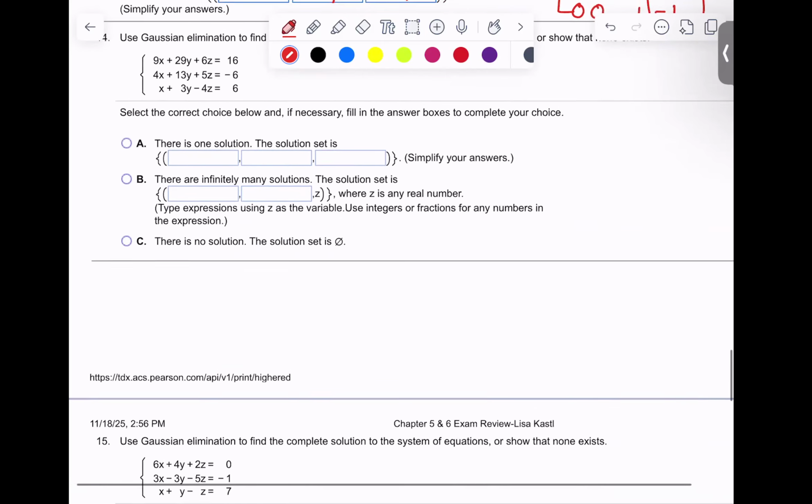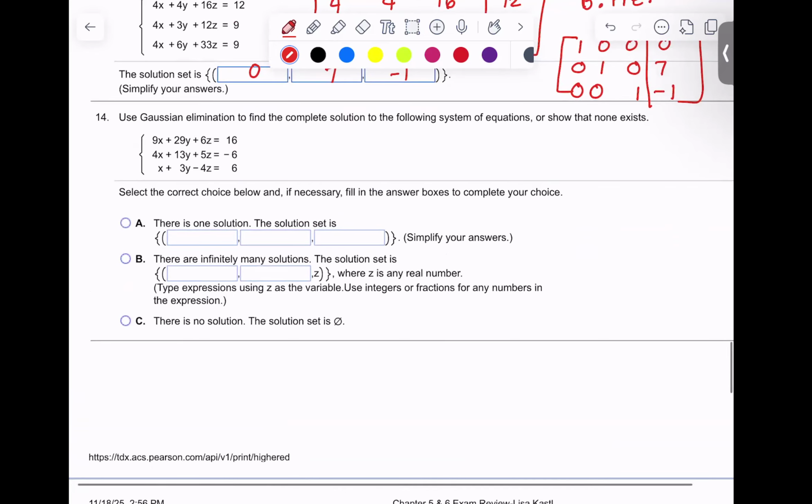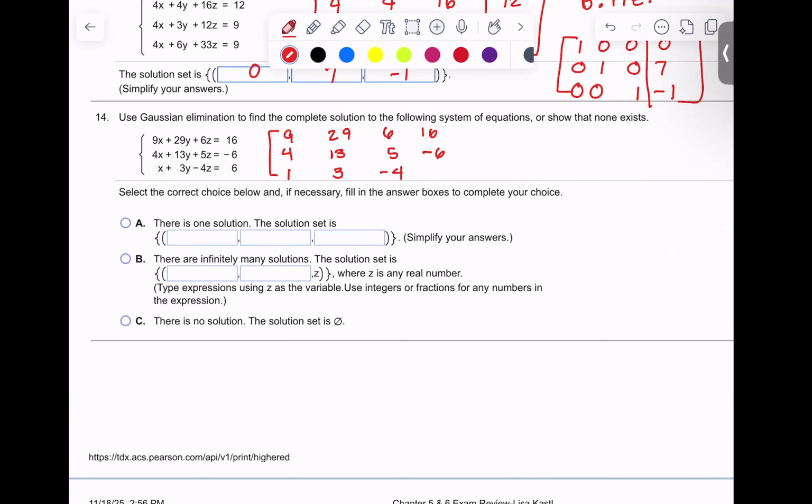All right, let's do this again. That was so much fun. Let's do Gauss-Jordan elimination. Again, I understand the instructions say Gaussian. There's no reason why I can't use Gauss-Jordan. Okay, so let's write the augmented matrix. 9, 29, 6, 16, 4, 13, 5, -6, 1, 3, -4, 6. Okay, I'm going to check that real quick. 9, 4, 1, 29, 13, 3, 6, 5, -4, 16, -6, 6.